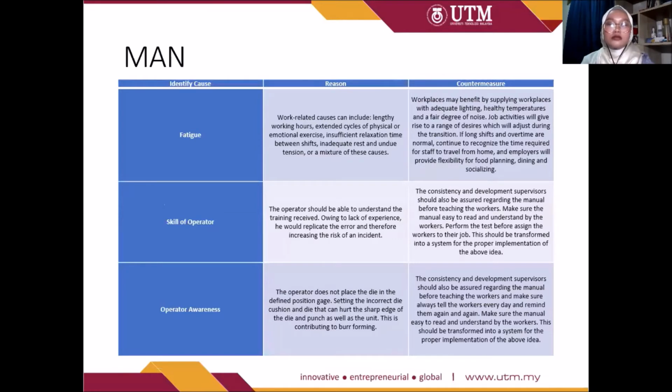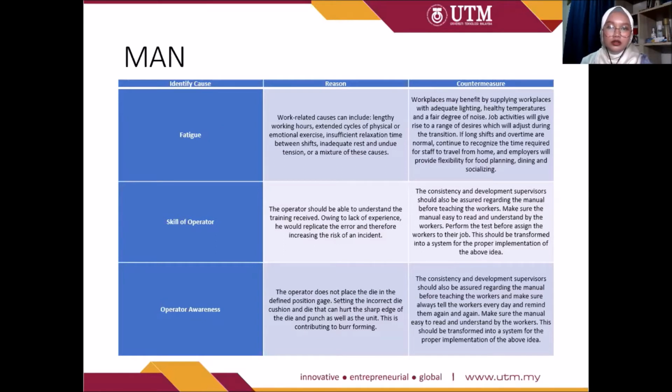The next one is man. The causes are fatigue, skill of operator, and operator awareness. The reason is that they need to work 8 to 9 hours a day and they need to change shifts, which will cause fatigue for the workers. So it might probably affect this.